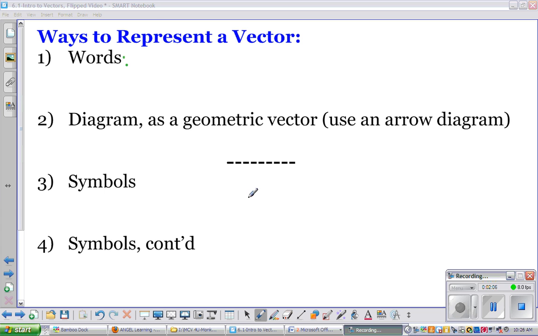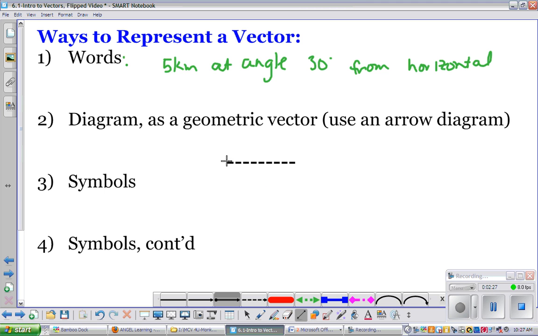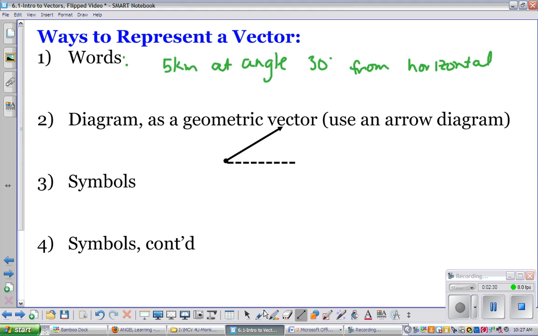There are different ways to represent a vector, and one might be words. For example, you could say 5 kilometers at an angle of 30 degrees from the horizontal. You can also represent that in a diagram. If we draw an arrow here, the dotted line would be the horizontal, and the straight solid black line would be the vector we're considering. It would be 30 degrees from the horizontal, and 5 kilometers long. That would be the geometric representation with the diagram.